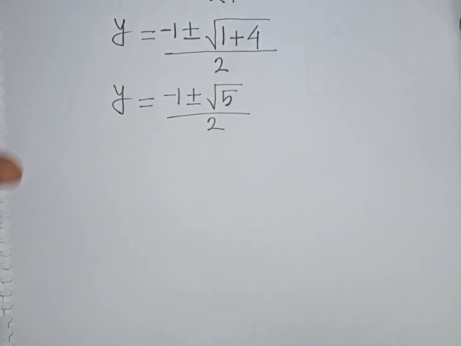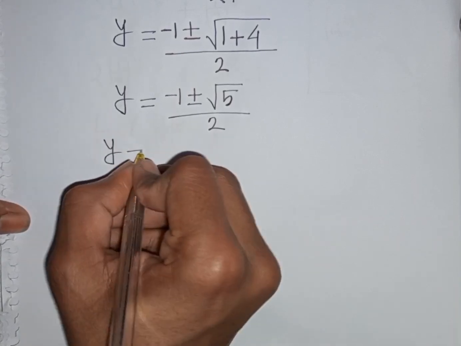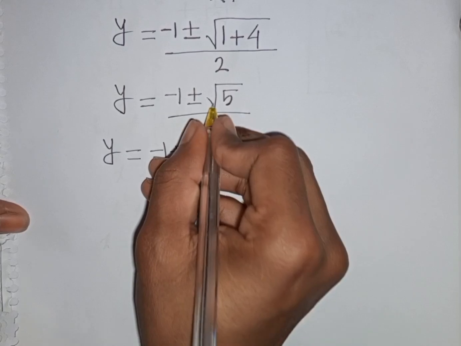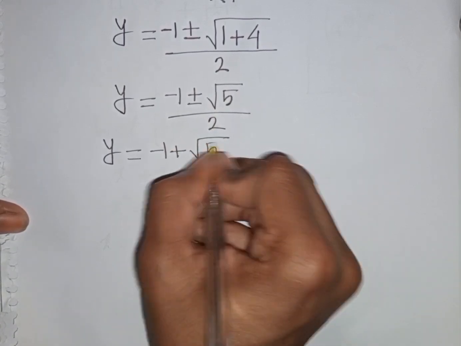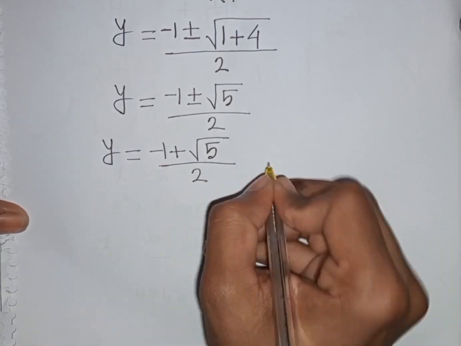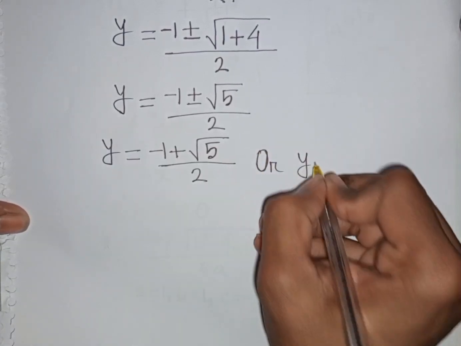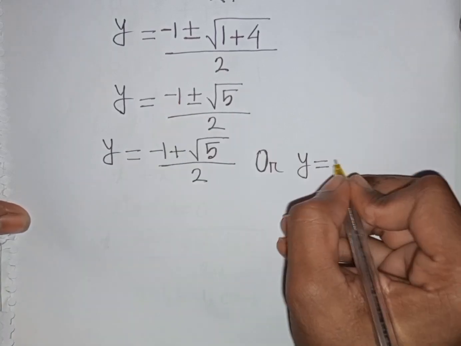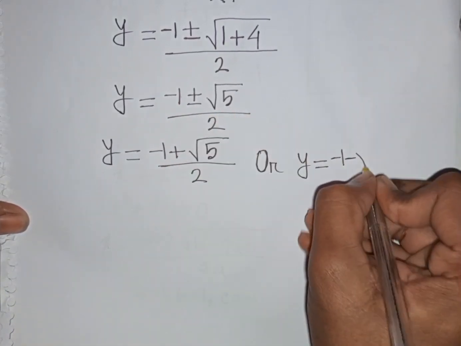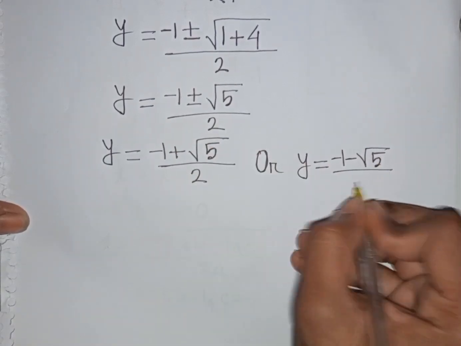Now, we see here two cases, so you can write here y is equal to minus 1 plus a square root of 5 divided by 2, or y is equal to minus 1 minus a square root of 5 divided by 2.